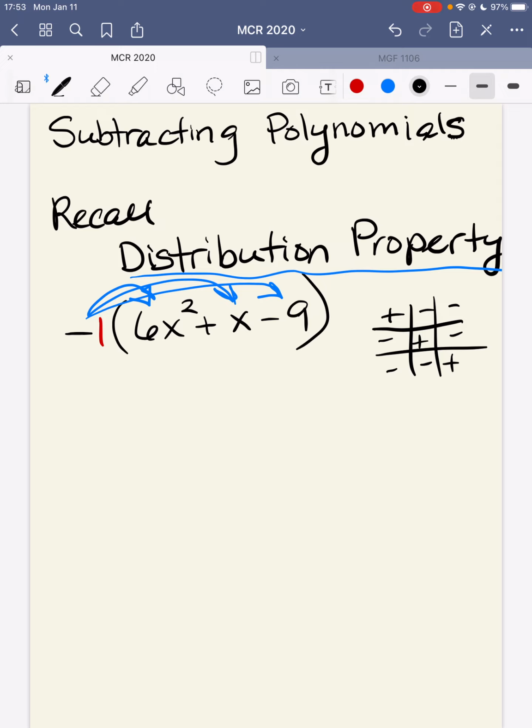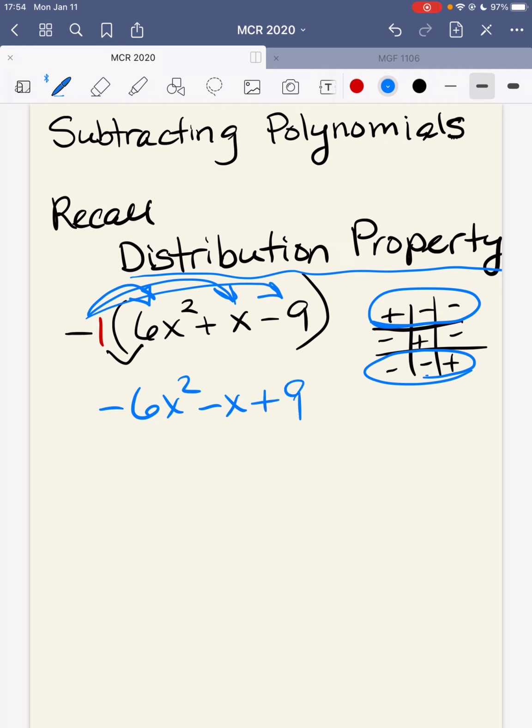So if I have a negative times a positive, so these two, that's going to give me a negative 6x squared, because a negative and a positive gives me a negative, right? And we're going to do that for each of these. So we have another negative and another positive, so we're going to have a minus x. And a negative times a negative gives me a positive, so we have a plus 9.